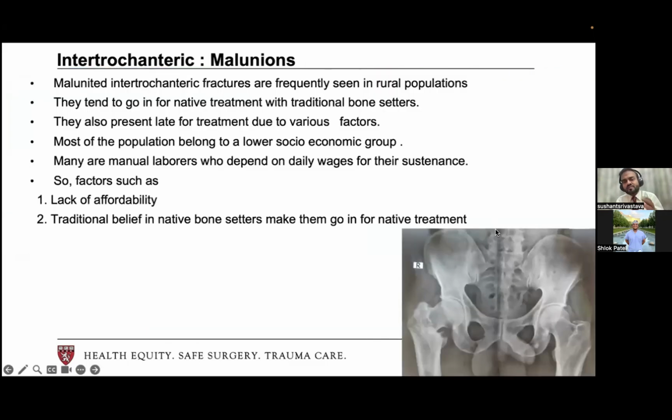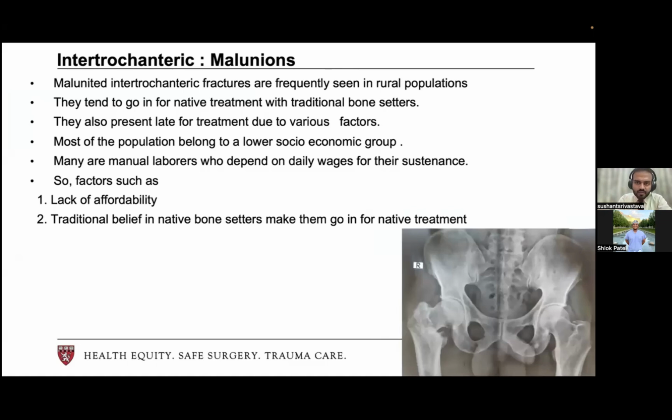Now, in cases of intertrochanteric fractures, malunion. Malunited intertrochanteric fractures are basically seen in rural populations. Why is it so? It is because they go in for native treatments with traditional bone setters.